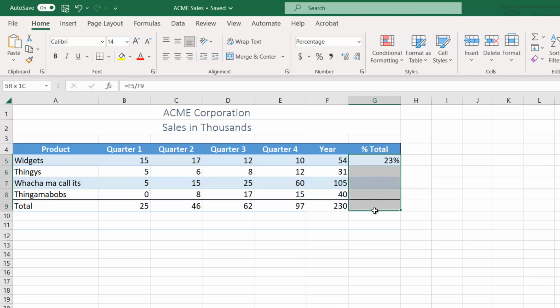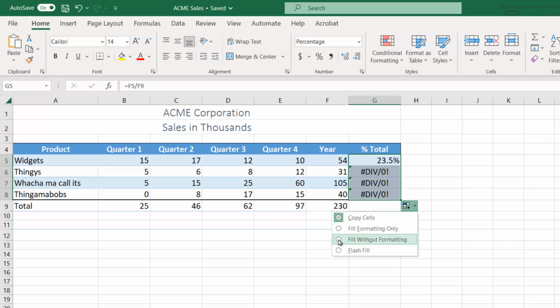Now, I made all of this right here percent style already. So if I wanted more detail, I could say increase decimal places, and now I can see it's 23.5%. Isn't that just astounding? Now, here's the problem. I want to do the same thing for thingies, whatchamacallits, and thingamabobs. But if I take this formula and copy it down, I'm going to get an error. Well, first of all, I copied with formats. Let's fix that. I'm going to copy it down and say Fill Without Formatting.